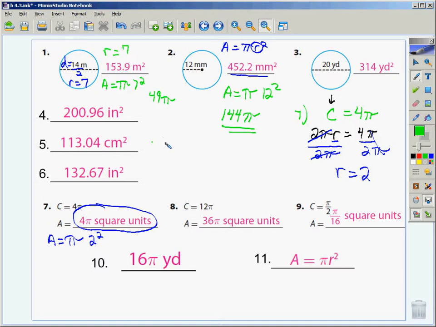Number 6. I have to actually look to see what number 6 said, because I don't have it in front of me. Jenna, hand me your paper.